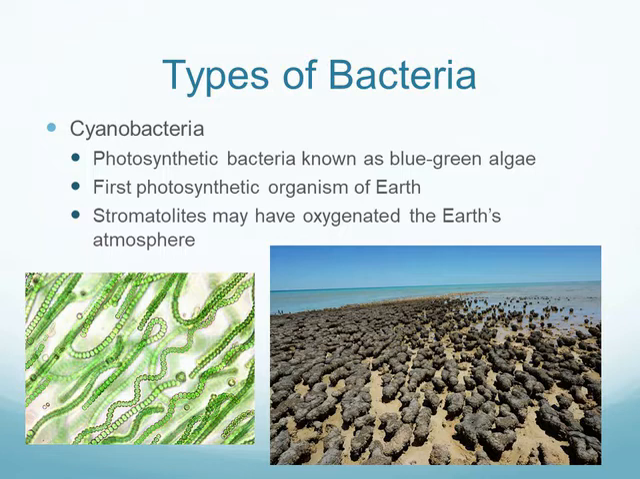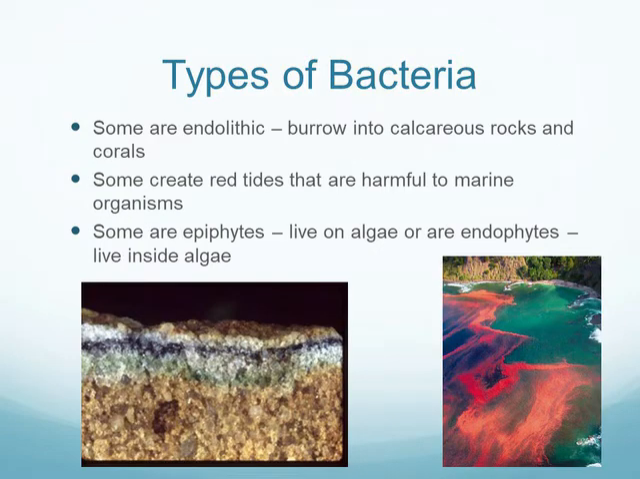Okay. Oh, you can find those stromatolites in Australia, by the way. They're still alive. They're still there. You have some bacteria that are known as endolithic, meaning that they burrow into the calcareous rocks and corals. So these types of bacteria will live under the surface of rocks and corals. So if you look at the left-hand image there, you can see the layer of black and green on that rock. That black layer is bacteria, fossilized bacteria.